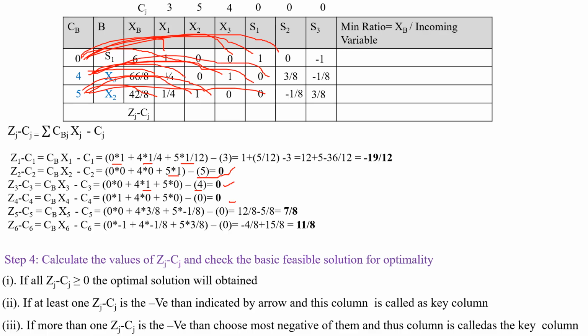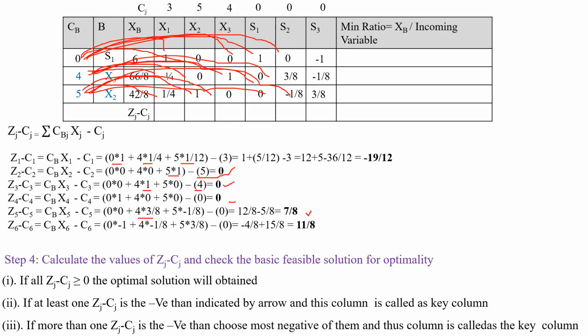So next is Z5 minus C5 for the S2 variable. It is 0 into 0 plus 4 into 3 by 8 plus 5 into minus 1 by 8 minus 0. So then this value will become 4 into 3 by 8, it is 12 by 8, minus 5 by 8. This value is 7 by 8.